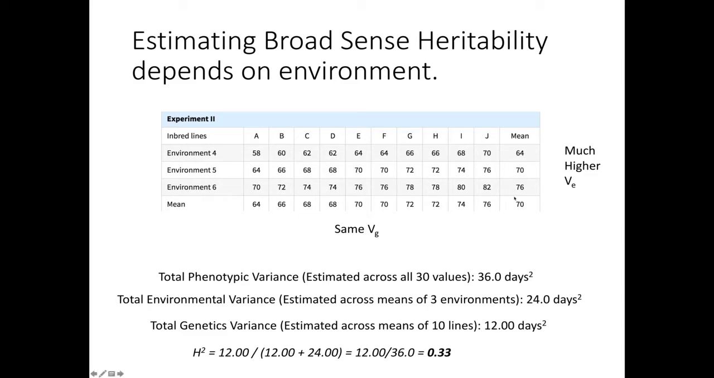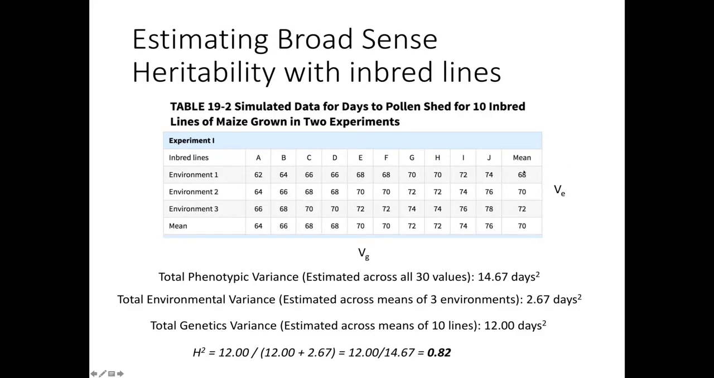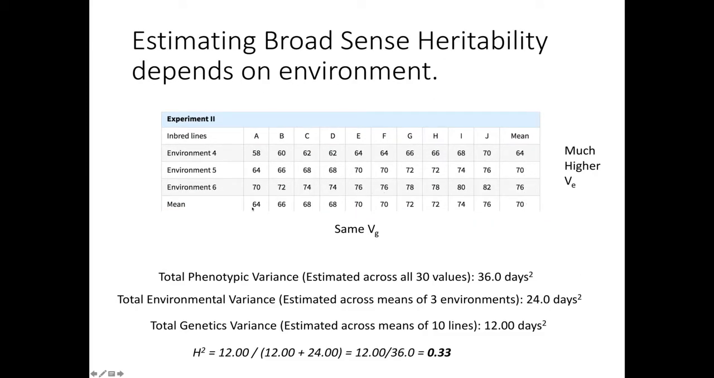So here, I want you to notice that compared to the previous table, the means for these different environments are much more variable, right? 64, 70, and 76, as opposed to 68, 70, and 72. Now, the genetic variation is going to be the same because the means from all of the different lines are going to be the same, but they maybe didn't do a good enough job of controlling the environment in this experiment.